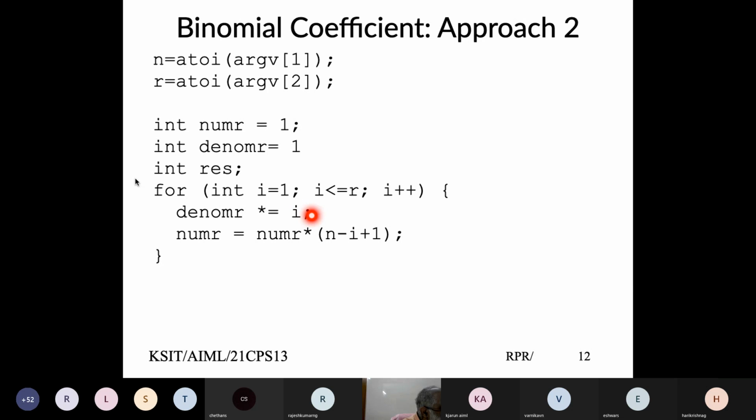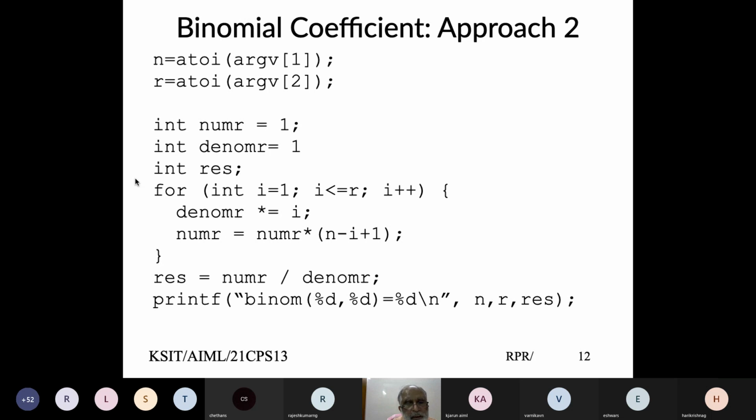The denominator multiply I, numerator: first term I is 1, this becomes n. Second term I becomes 2, this becomes n minus 1, so on and so forth. Now you got a denominator, now you got a numerator, and you should be able to get the answer. And once you divide, I'll get the answer.